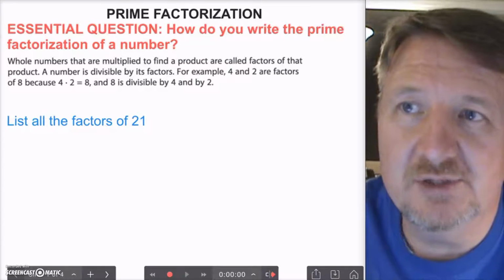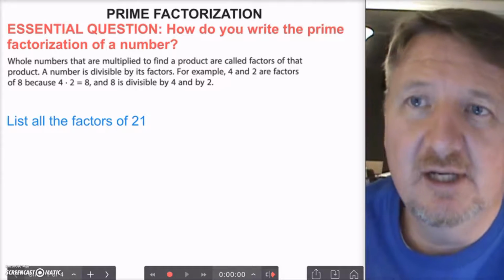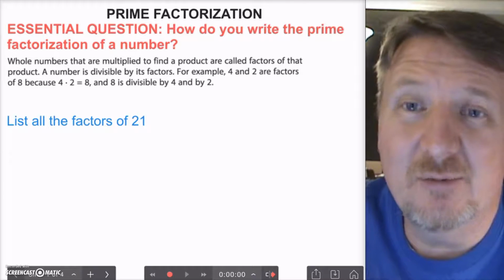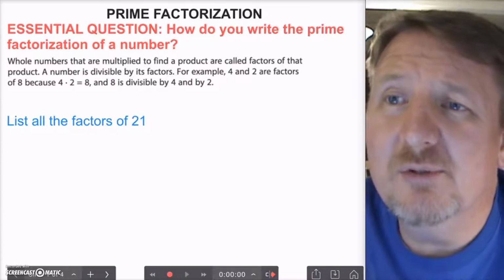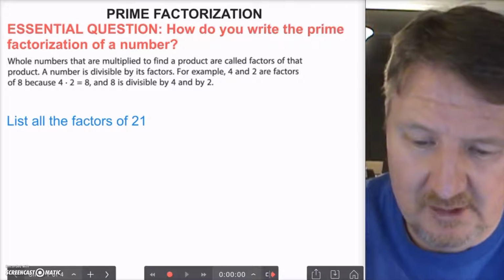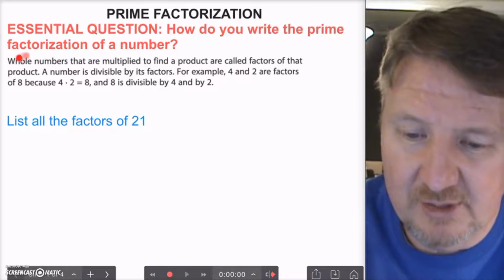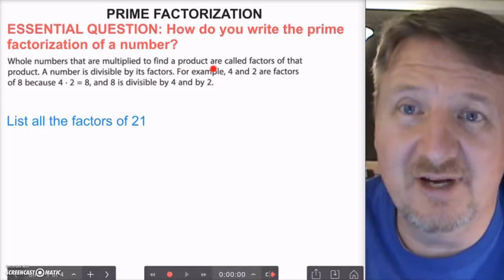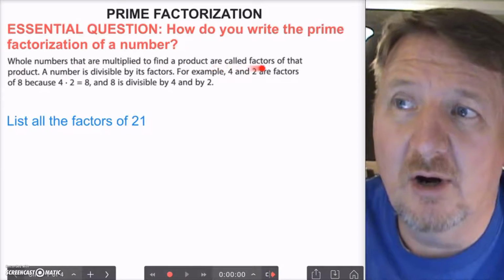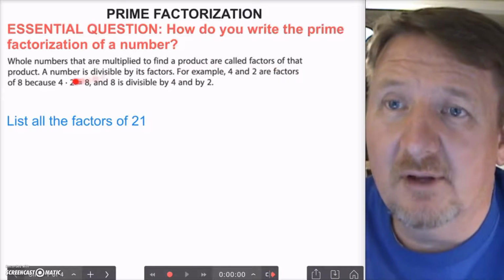of a number? Okay, so some things we have to figure out first before we can do that is how do you write factors of a number, just the regular factors. So whole numbers that are multiplied to find a product, all right? And I'm reading, in case you're not sure, I am reading this right here. Whole numbers that are multiplied to find a product, to find the answer of a multiplication problem, are called factors, all right, of that product.